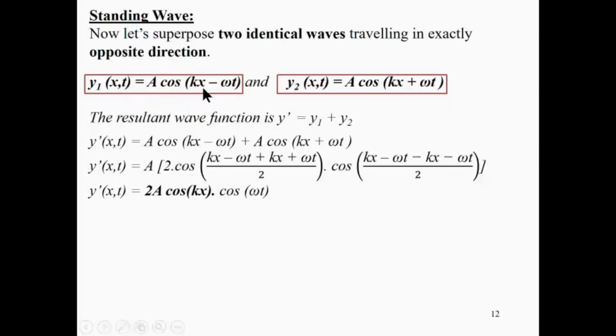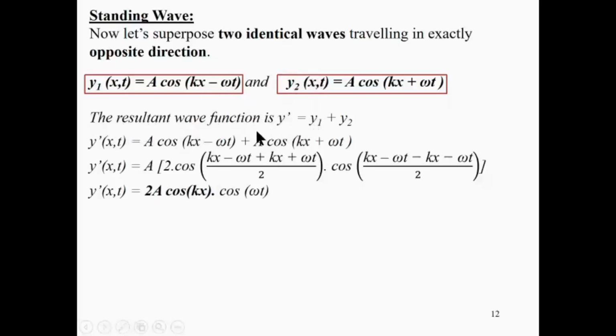This is the wave traveling in the positive x direction, and this other wave, a cos(kx + omega t), is the wave traveling in the negative x direction. So they are traveling in opposite directions, right? The only difference here is just the plus and minus sign. So now what happens? Let's see mathematically first. What happens if you superpose these two waves?